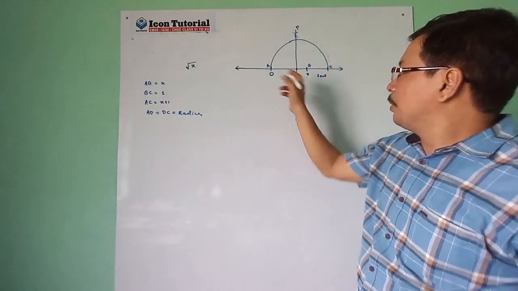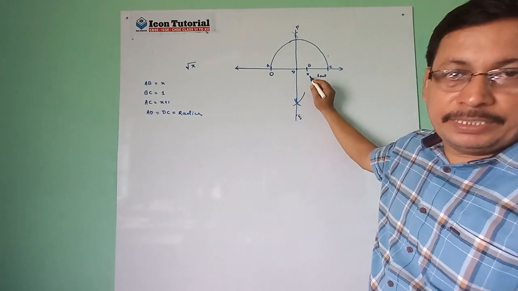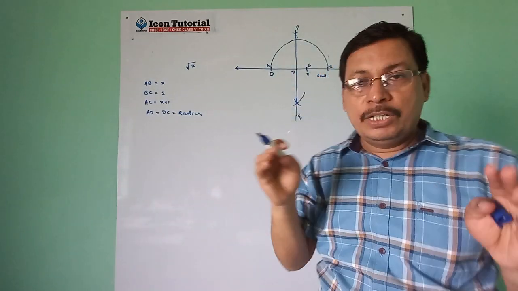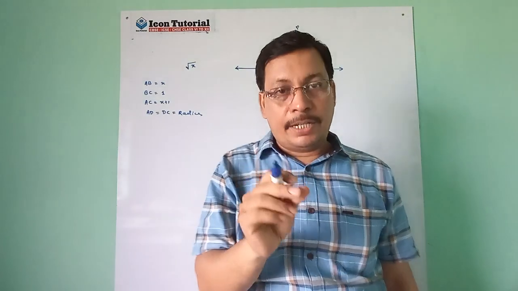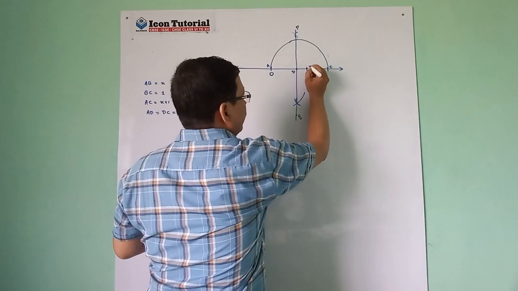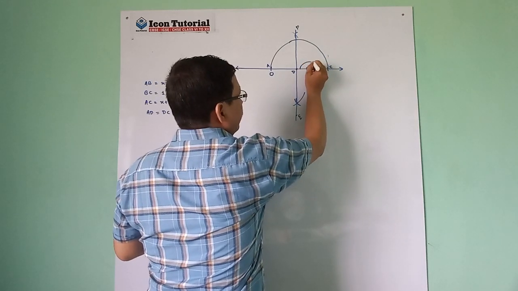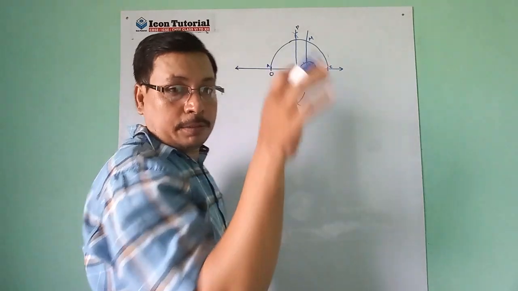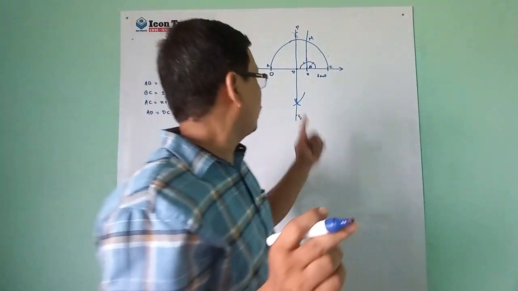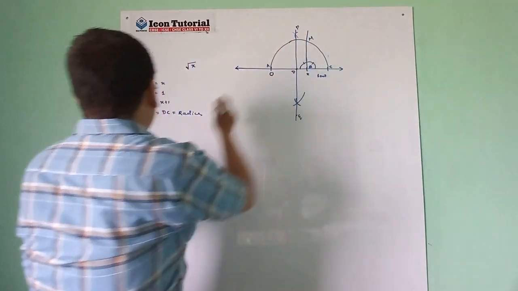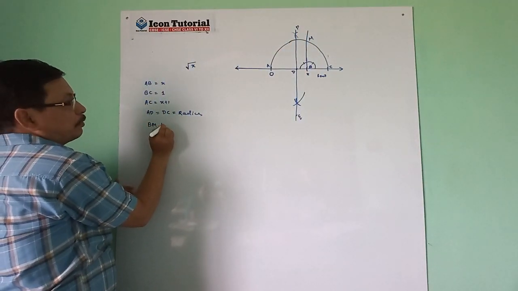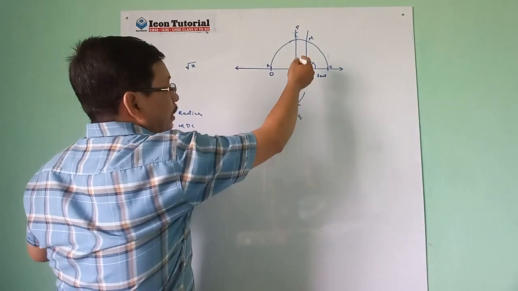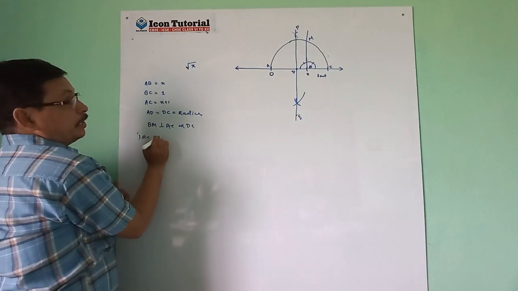Now you know already that from A to B is x. At point B, draw a perpendicular line, a 90 degree angle, which intersects the semicircle at M. Therefore BM is perpendicular to AC. Now join D to M.